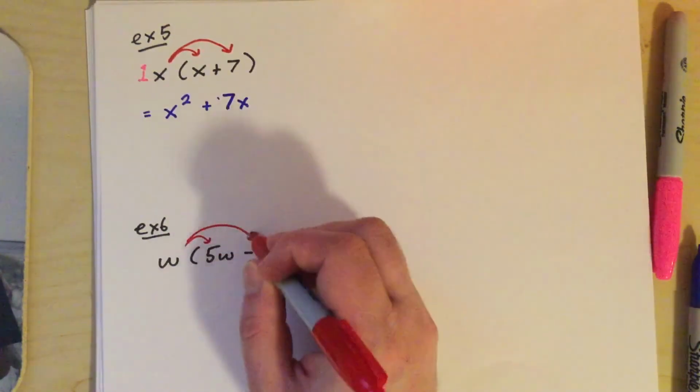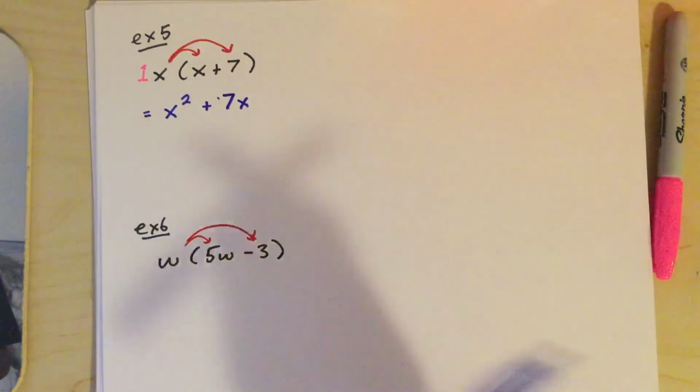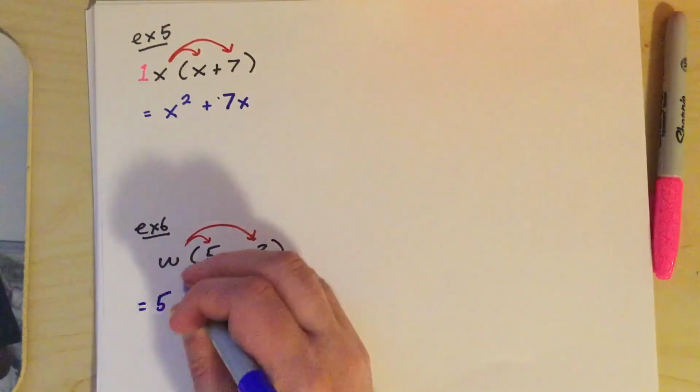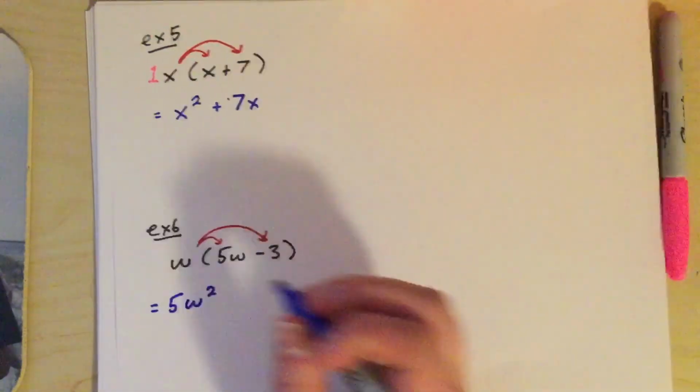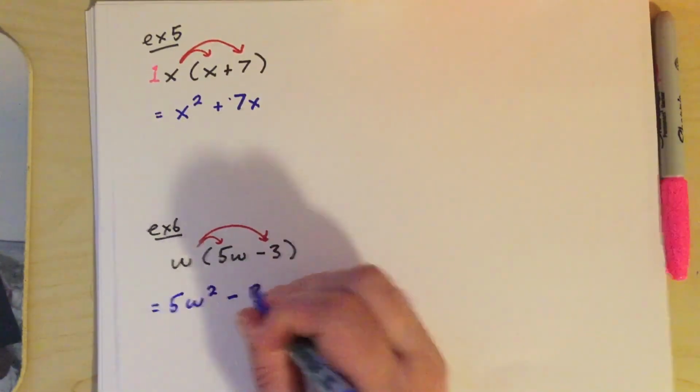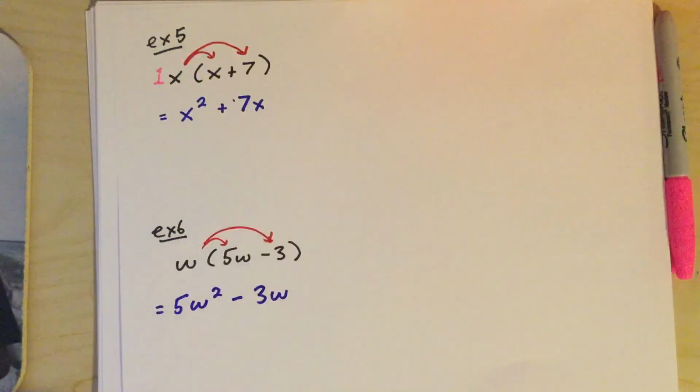Multiply the w into both of those. w times 5w. So 1 times 5 is 5. w times w is w squared. And w times negative 3 is negative 3w.